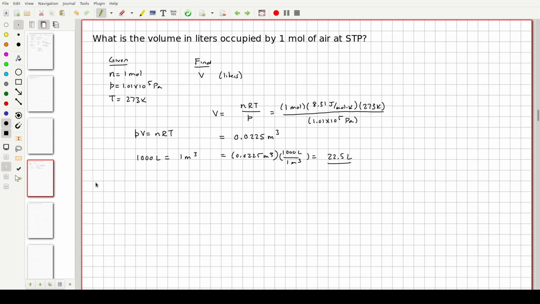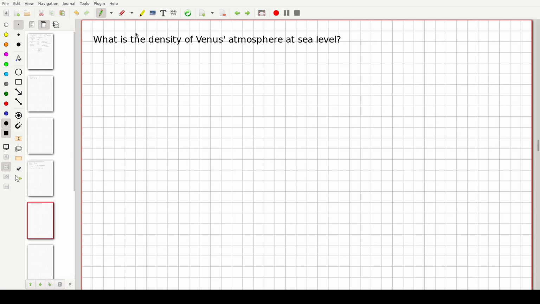Now, let's do a more complicated example. What is the density of Venus's atmosphere at sea level? In order to do this, we need to look up some information about Venus. For example, if you look at what the surface temperature is, it's about 470 degrees Celsius.